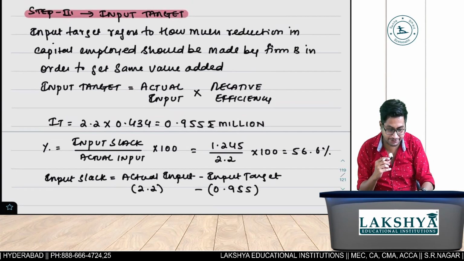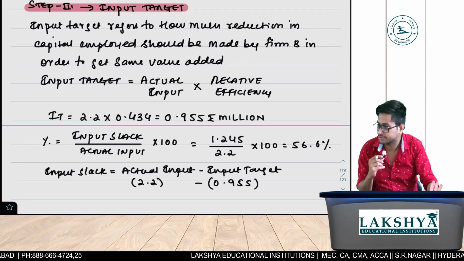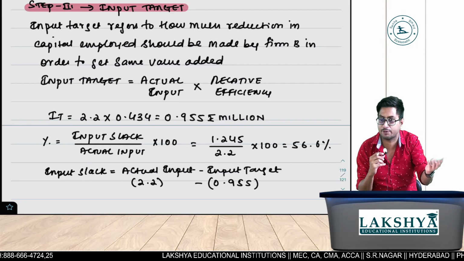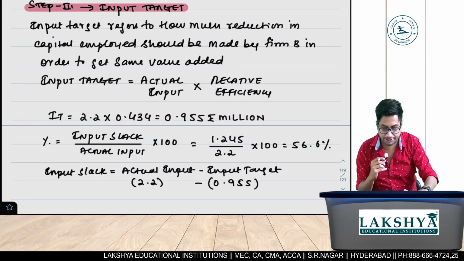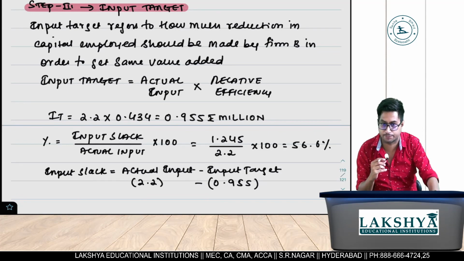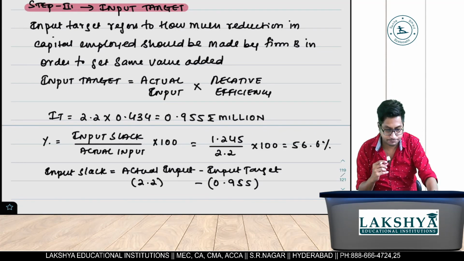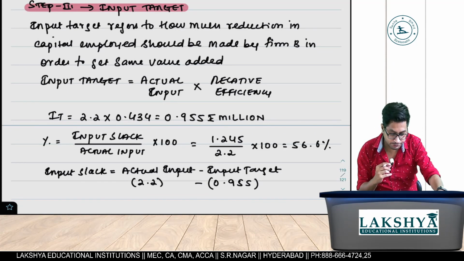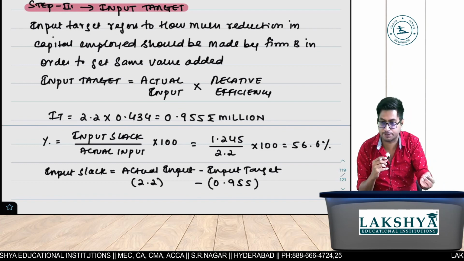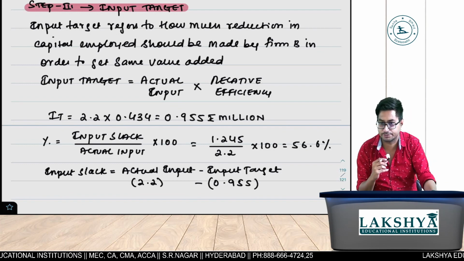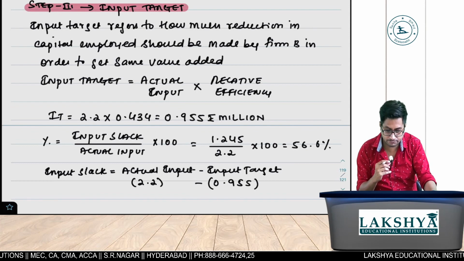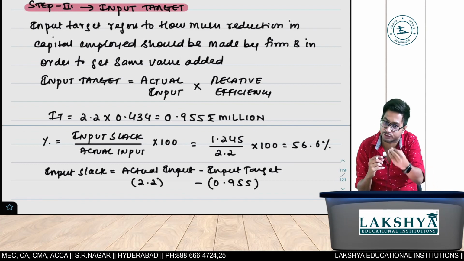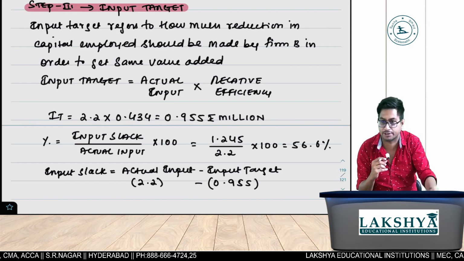Understood how to calculate input target and what is input target? And step number 4 and last step will be which target? Output target. Once you are done writing till here, I will write the conclusion for input target. Input slack. Input slack means difference between actual input and targeted input. This is the target, and this much we have to reduce. That is called input target.